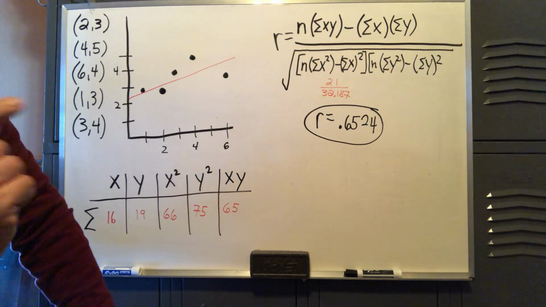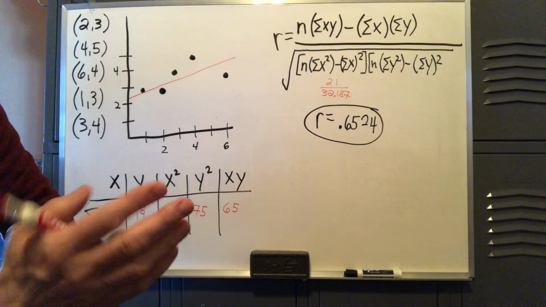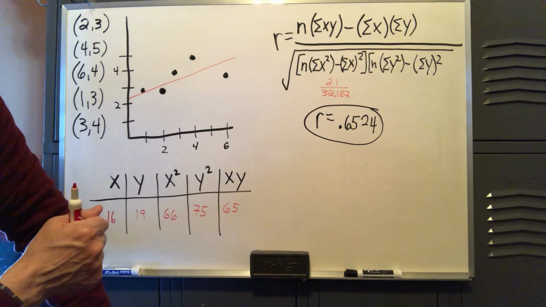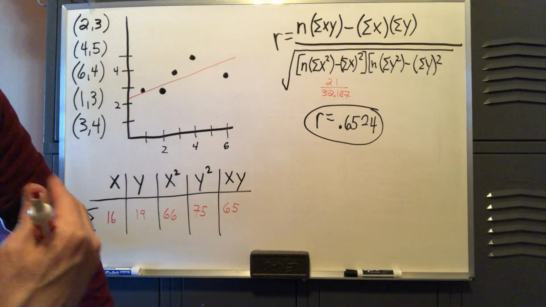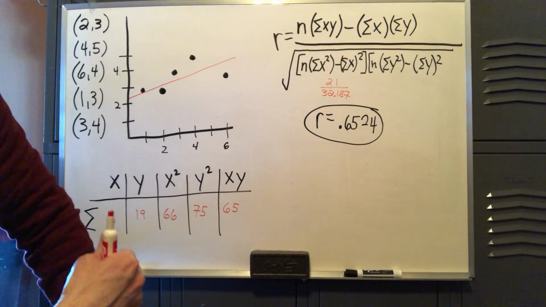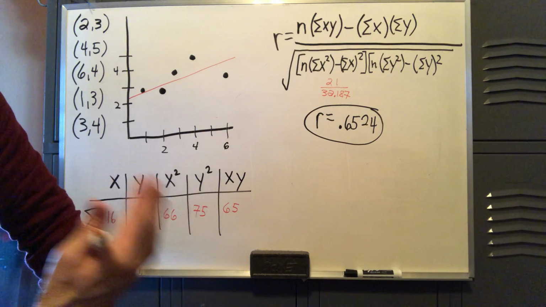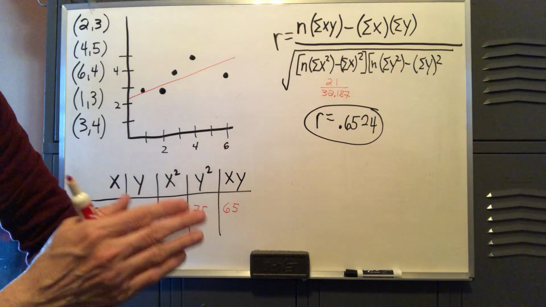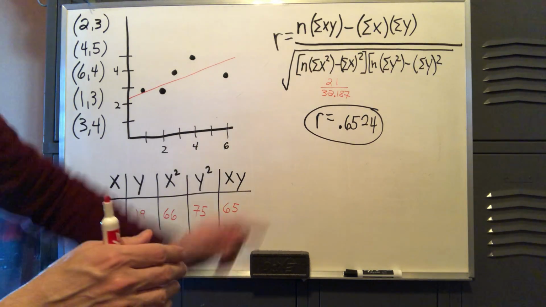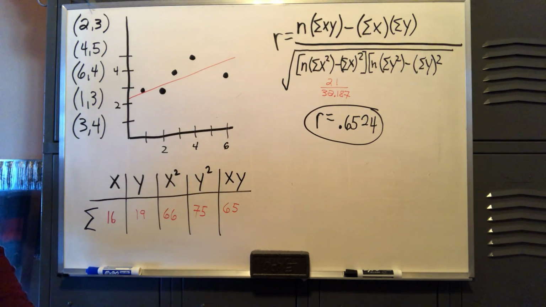You should always get a number between -1 and +1. If your answer comes out 5.8, you did it wrong. If your answer comes out 1 million, you did it wrong. You have to have a small decimal between -1 and +1. Rarely are you going to get -1, 0, or 1. So I calculated positive 0.6524.